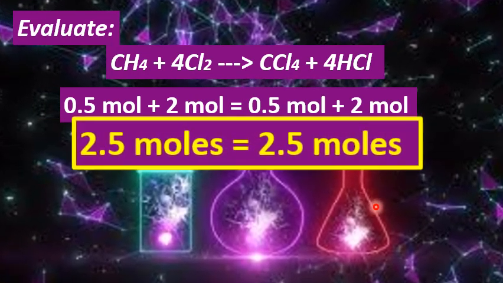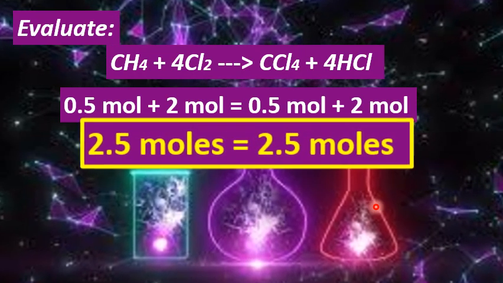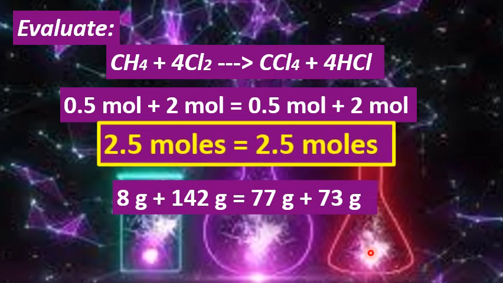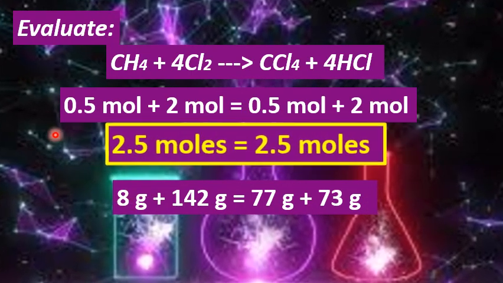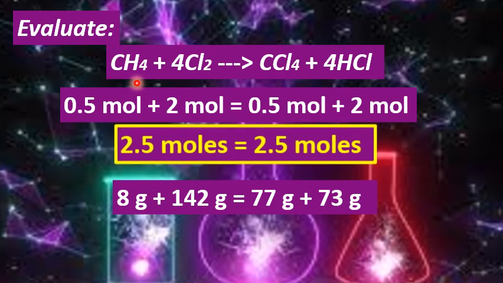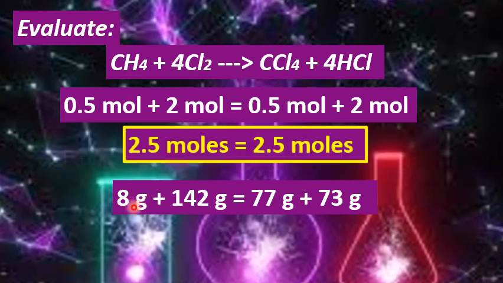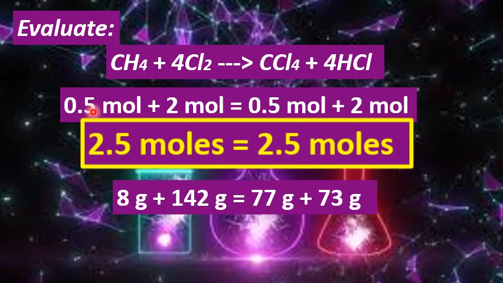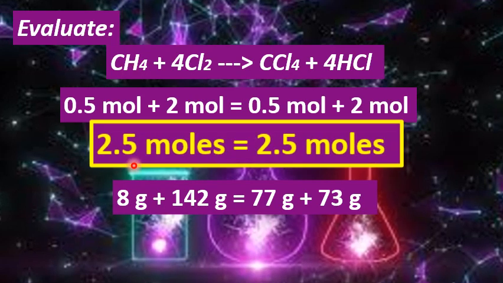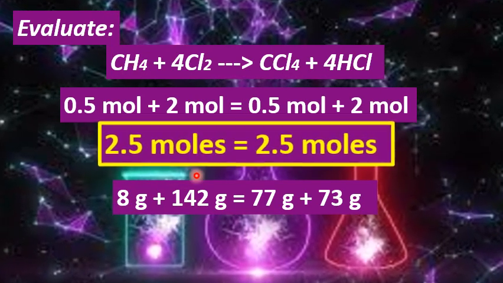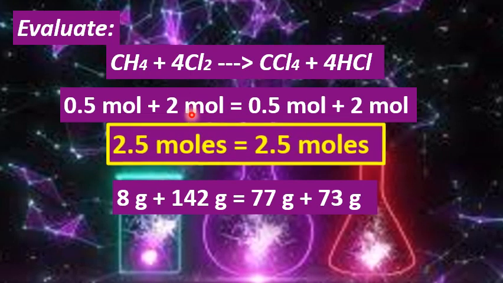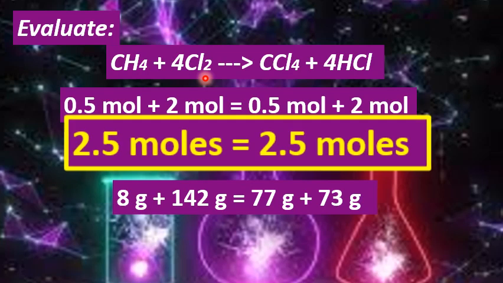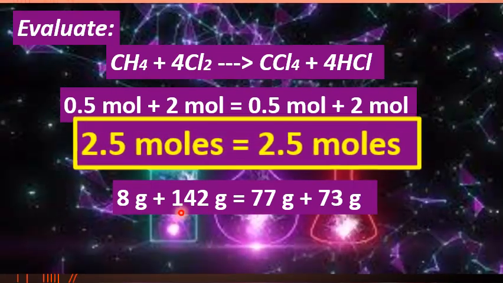And in terms of the mass equivalent in grams, 0.5 moles of methane is actually 8 grams. This is determined by simply multiplying 0.5 moles by the molar mass of methane. So that's how we got 8 grams. And in the case of chlorine gas, 2 moles of chlorine gas is also multiplied by the molar mass of chlorine gas, and we got 142 grams.